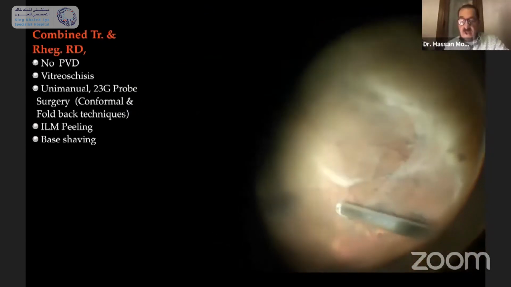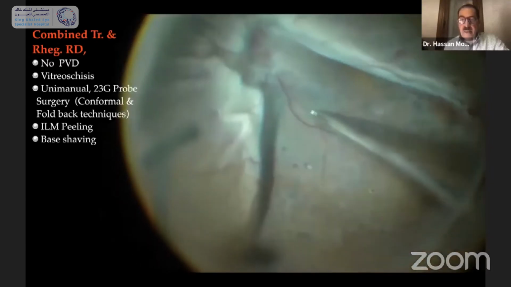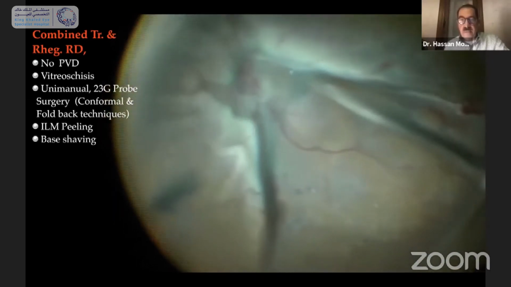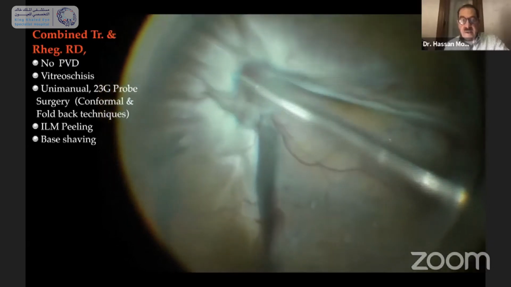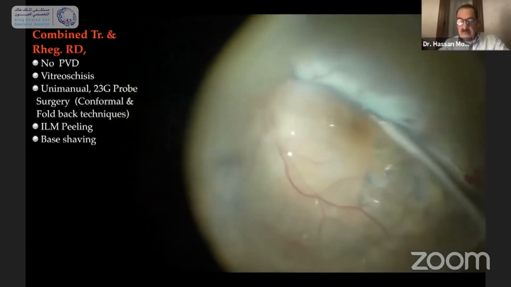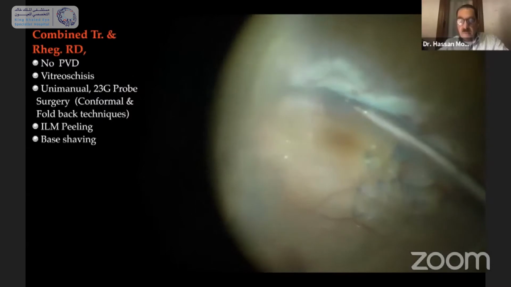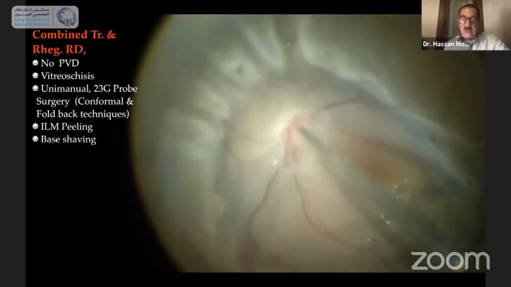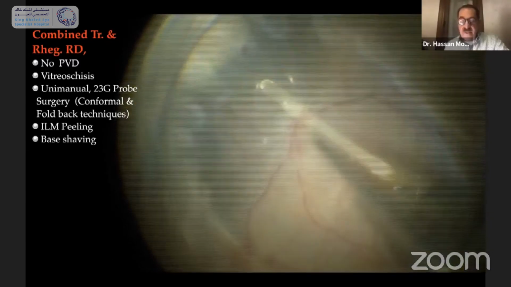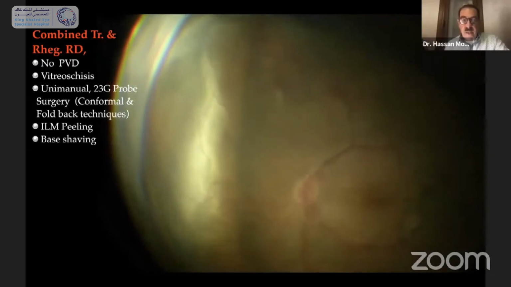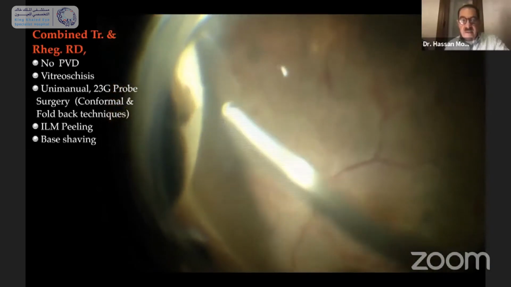This is a 23 gauge cutter, which I like to use. And then following relief of the central traction, I also peel the internal limiting membrane under PFCL, which helps to stabilize the retina and makes the dissection of the internal limiting membrane easier than when doing it with a mobile retina. The ILM is peeled as far peripherally as possible in order to decrease the scaffold for proliferation, and then the rest of the posterior hyaloid is peeled to the posterior border of the vitreous base.